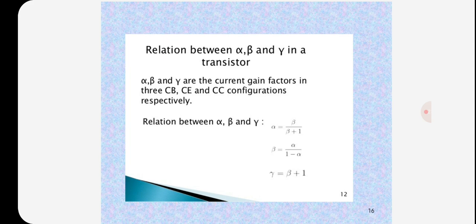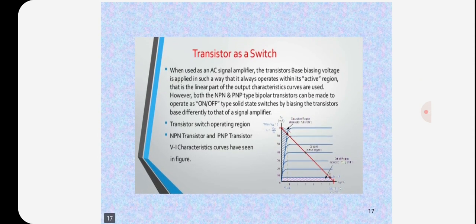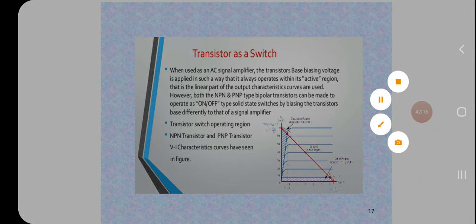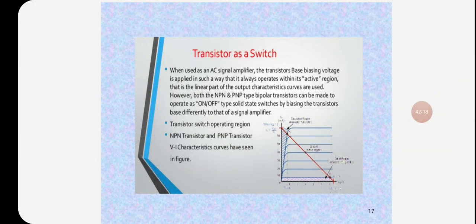These are the relation between alpha, beta and gamma. So next we go for transistor as a switch. In this, a transistor has 4 regions of operation, in which active, cutoff and saturation are commonly used. When a transistor works as a switch, it works in cutoff and saturation regions.